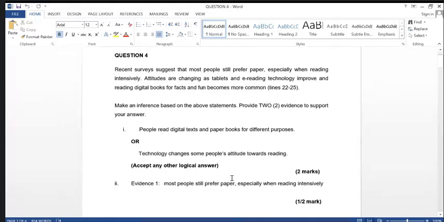Let us now go to question number 4. Now, question number 4 is about inference. If someone can help me here, please give me the meaning of the word infer. Can you read to me the definition of the word infer from your dictionary? Anybody? Google the meaning of the word infer and read to me, please.